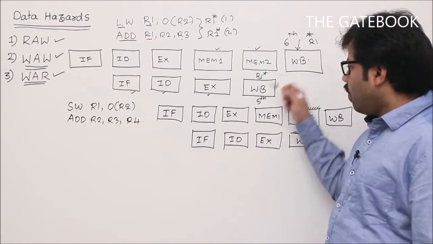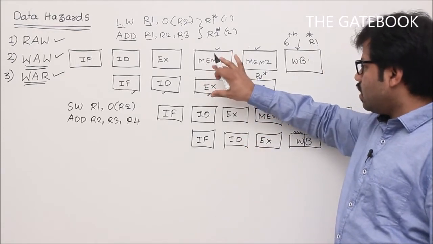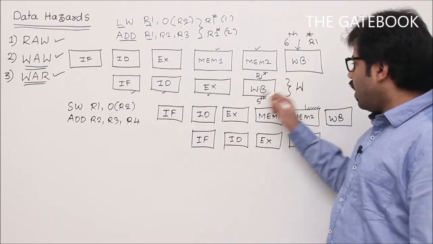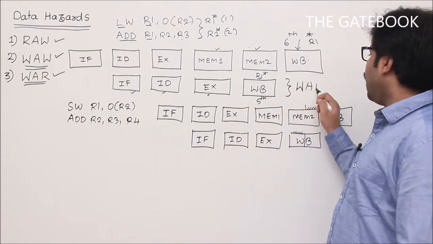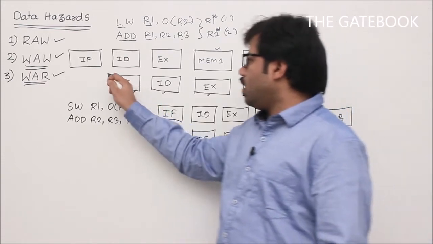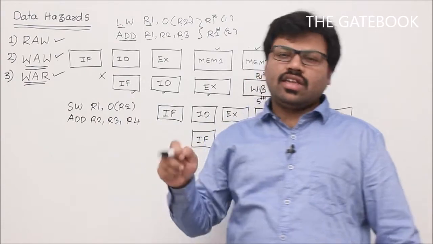So I want to say here, this is wrong. This is a hazard, and what is the reason it is a hazard? Because we have to write this write after this write. That's why this is a hazard, and the classification is write after write.